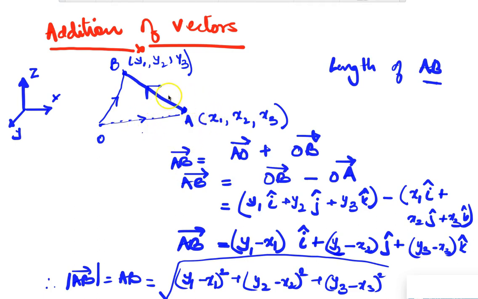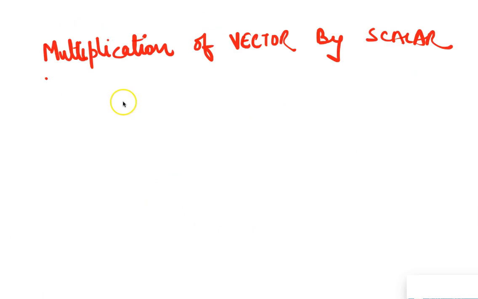So if you know the vector A and vector B, or vector OA or vector OB, you can simply find the length of AB using vectors, right? So this is where the triangle law of addition of vector is helpful. So let's talk about our second part of this discussion, which is multiplication of vector by a scalar.